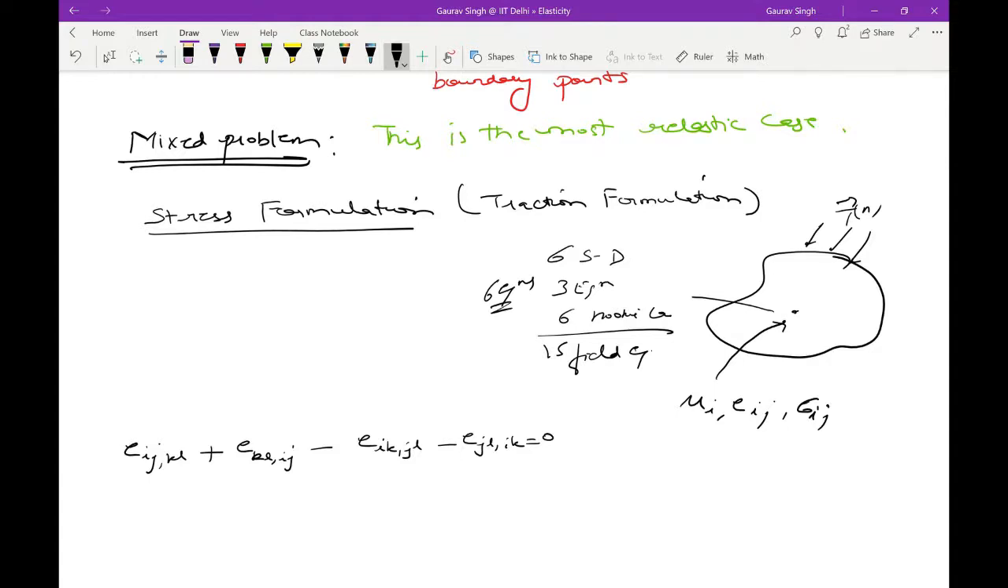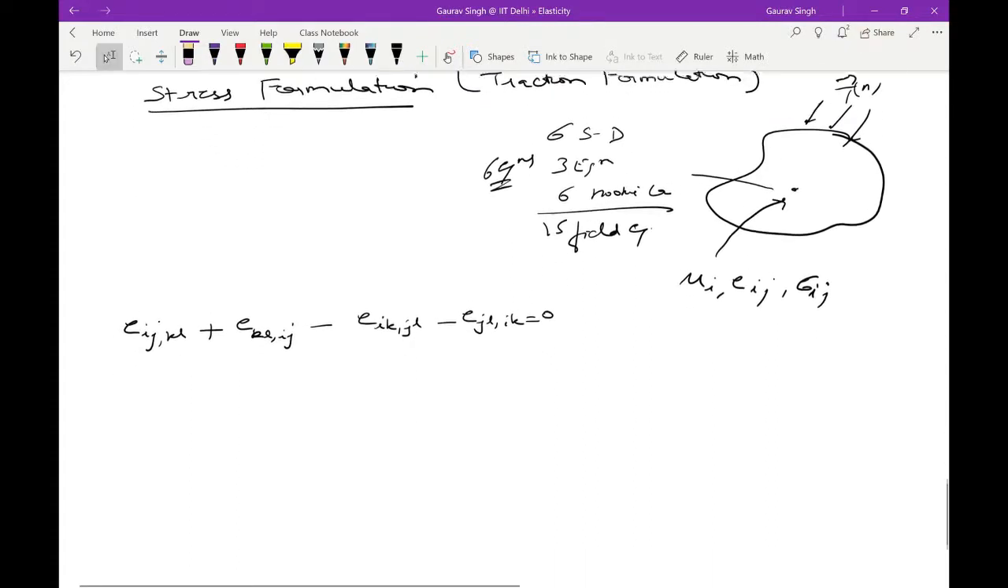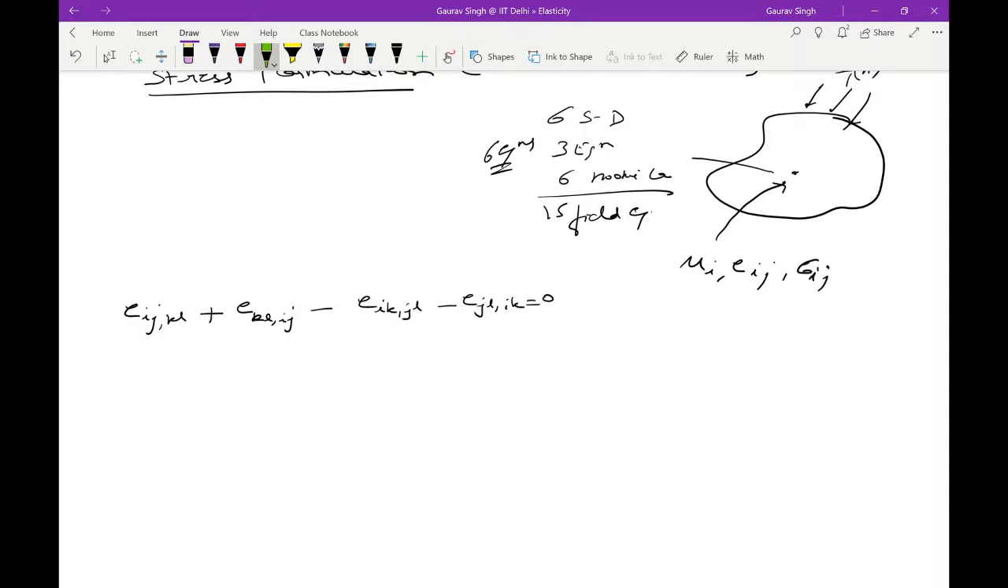Now, what we would want to do is use Hooke's law and substitute the terms in this one. So let's write the inverse of Hooke's law first. That's Eij is equal to (1 plus nu) by E sigma ij minus nu by E sigma kk delta ij.